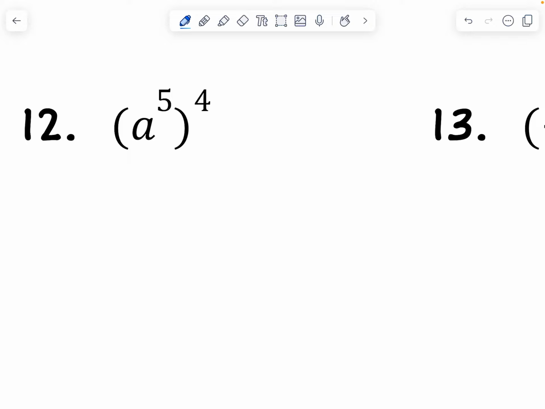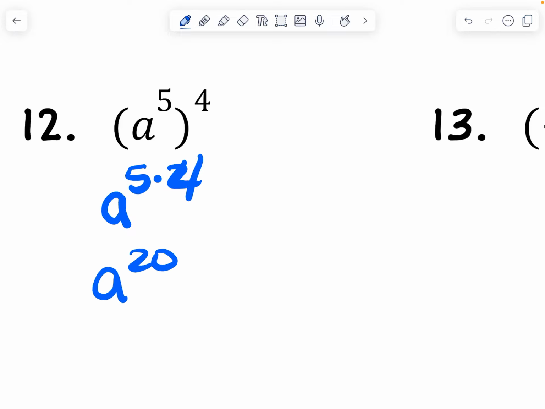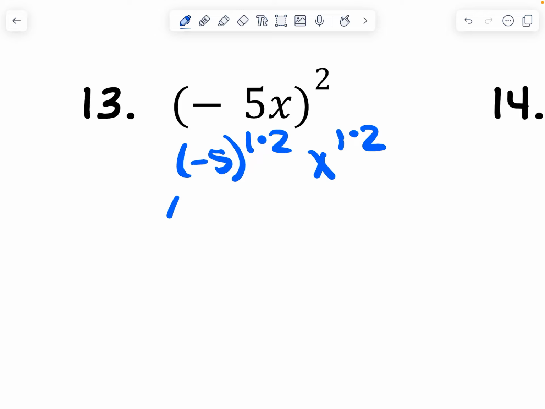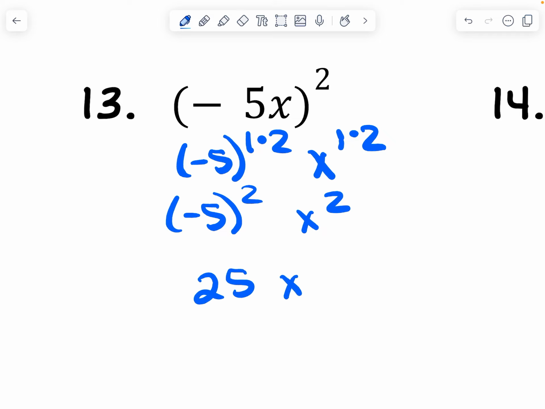On this one, it's a power to a power. So I multiply my exponents. This is also a power to a power. Okay, so negative 5 to the 1 times 2, x to the 1 times 2, negative 5 squared, x squared, so that's going to get me 25x squared.